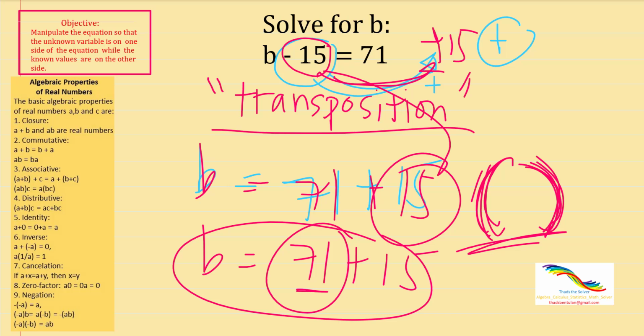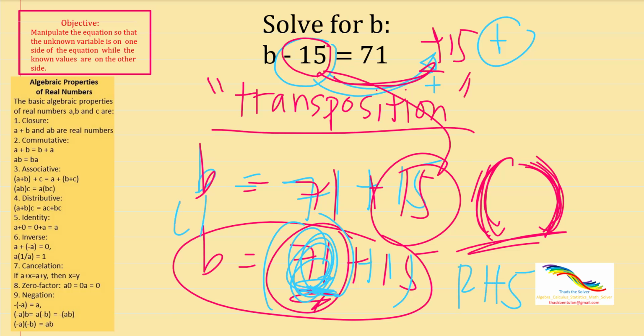Now if there is some parentheses here with division and multiplication, then you must include the entire thing with the parentheses, then you add the 15, because you're adding it to the entire right hand side. You're transposing it from the left hand side, you add it to the right hand side.